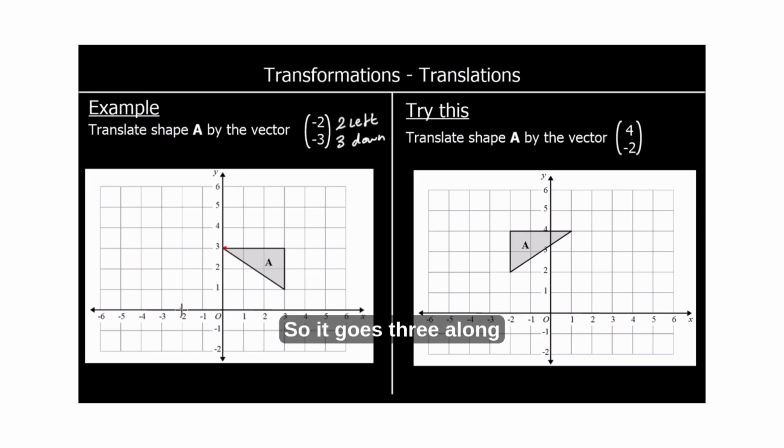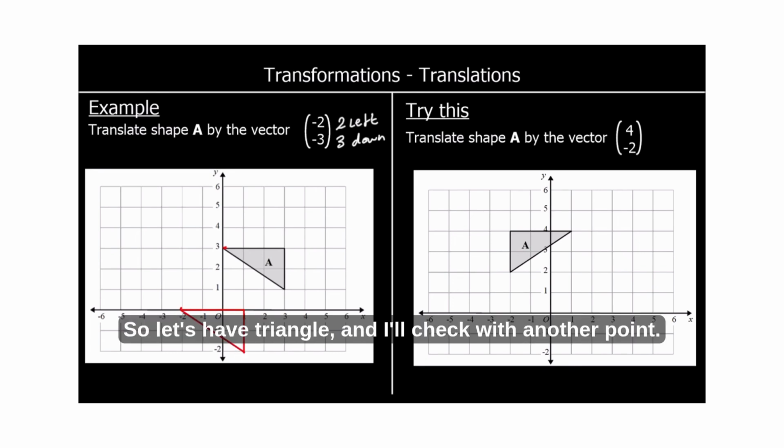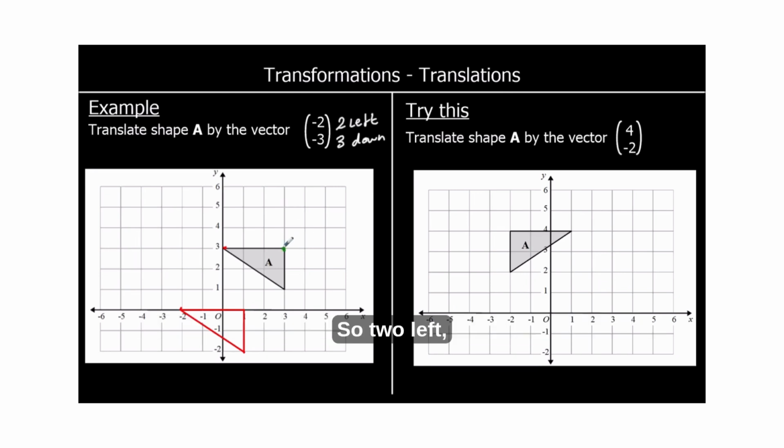So it goes 3 along the top, 2 down. So that's our triangle, and I'll check with another point. So 2 left, 3 down. And it should work for all points. 2 left, 3 down.